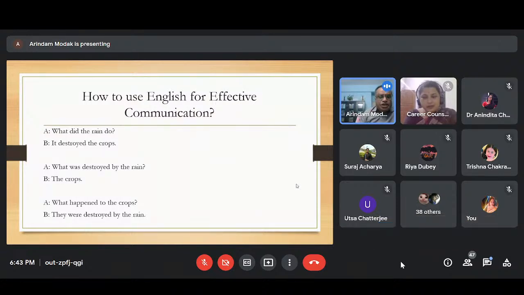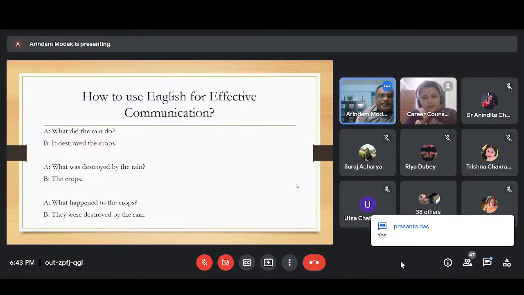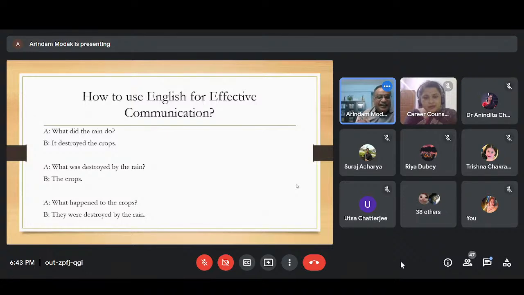Sometimes you may not need to use full sentences, like in the second example. What was destroyed by the rain? B says, the crops. So this communicates something. This is effective communication. You need not say everything. Here in the first example, what did the rain do? We could have said, the rain destroyed the crops. But B simply says, it destroyed the crops. So this is what we mean by effective communication.